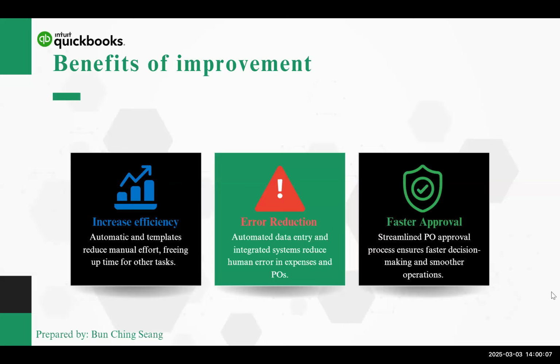Last but not least, we're going to talk about faster approval. For faster approval, we also have four key factors. The first one is about streamlining the purchase order, or shortcut PO process. QuickBooks simplifies PO creation, approval, and tracking, reducing delays in procurement. The second point is automated approval workflow. It means setting predefined approval rules so managers can quickly review and approve financial transactions.